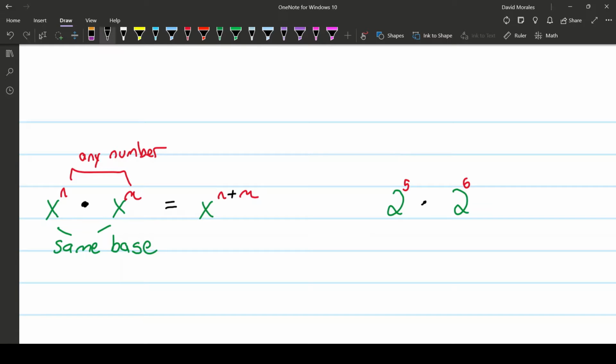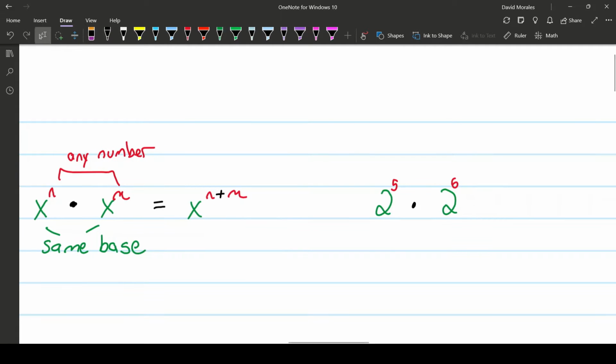Now, it's possible that this is in parentheses, but they're still multiplying each other, so that still counts, okay? If they are next to each other and they have the same base, then this is what you do with them. You will add the exponents, and the result of adding those exponents will be 2 to the 11.